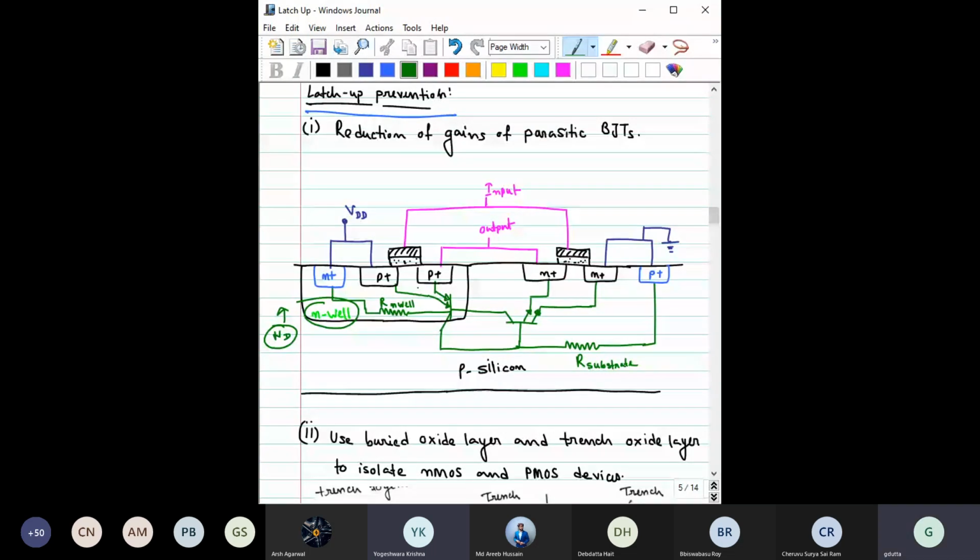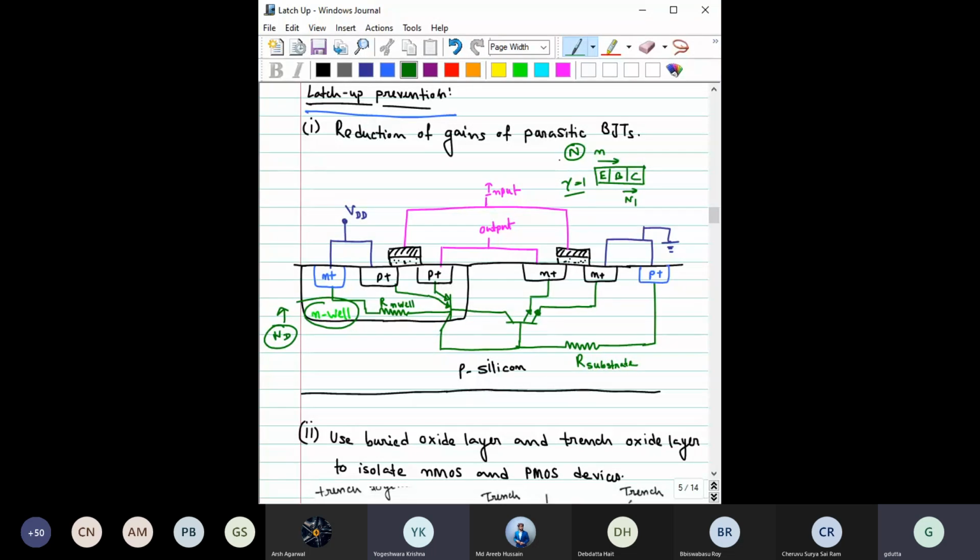Alpha is the current gain. Injection efficiency is what? Suppose you have a bipolar junction transistor, emitter, base, collector, and suppose n number of electrons have been emitted from here. And what is the number of electrons captured by this collector? So injection efficiency maximum value can be 1, because if you can capture all n numbers, that would be the highest injection efficiency.